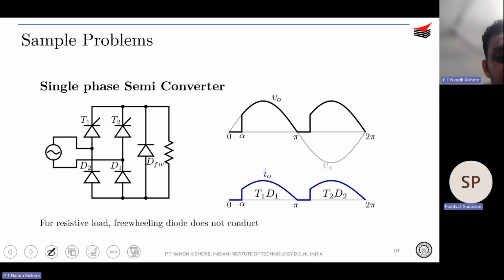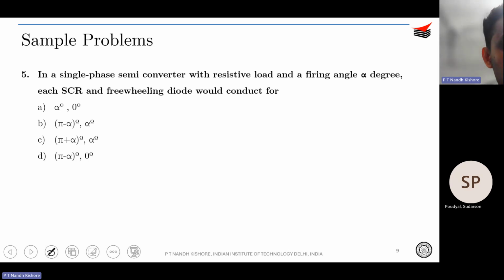Of course, you understand that since the thyristor starts conducting from the angle alpha, the conduction period is going to be pi minus alpha, right? So T1 is going to conduct for pi minus alpha period. Therefore, the option is option D, pi minus alpha. Okay.